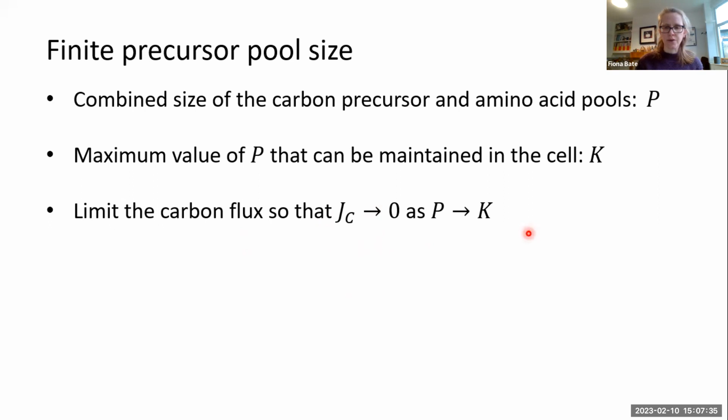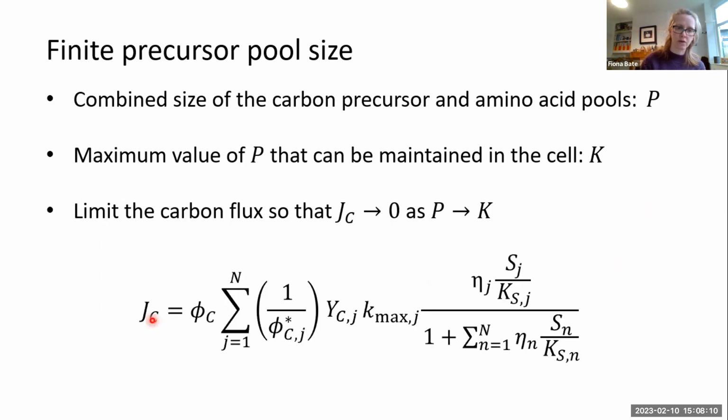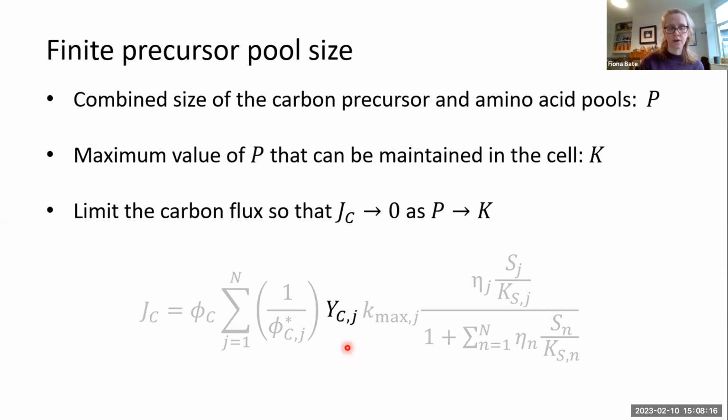This is analogous to population dynamics where you've got a carrying capacity. In that case, K would be the maximum population size that can be sustained in a given environment, and the growth rate would then be limited by this carrying capacity. Here, we're going to limit the carbon flux so that JC tends to 0 as P tends to K. And as I've said, we do this by allowing the yield of carbon precursors to change. This is our horrible expression for the carbon influx, and this is the yield of the carbon precursors.